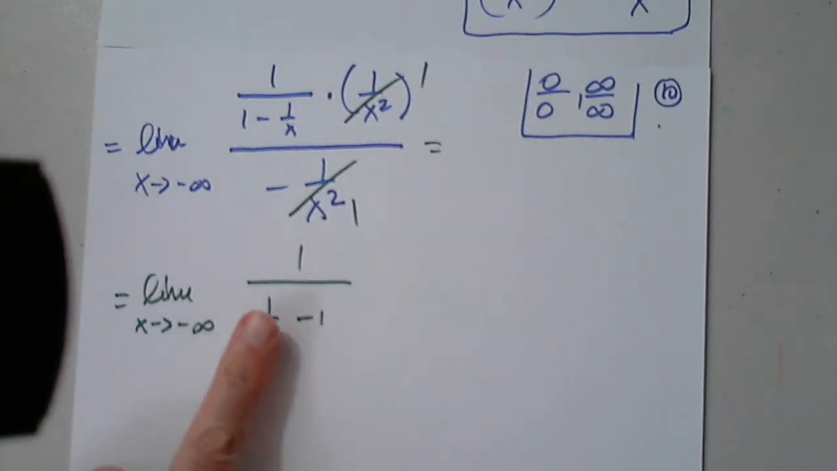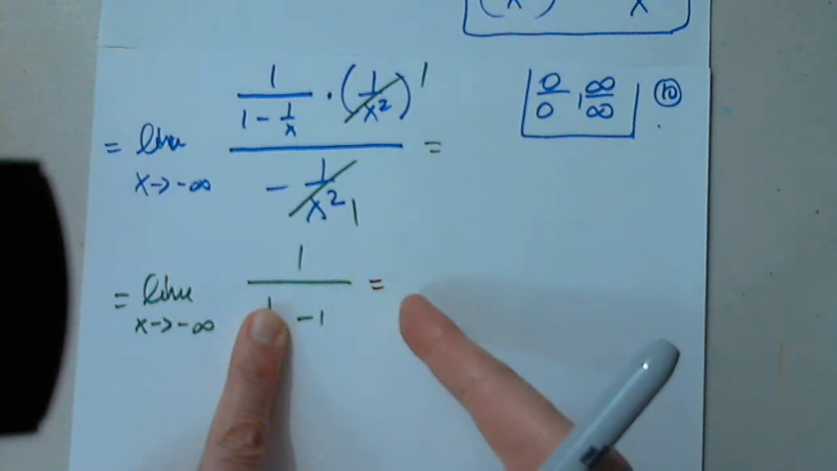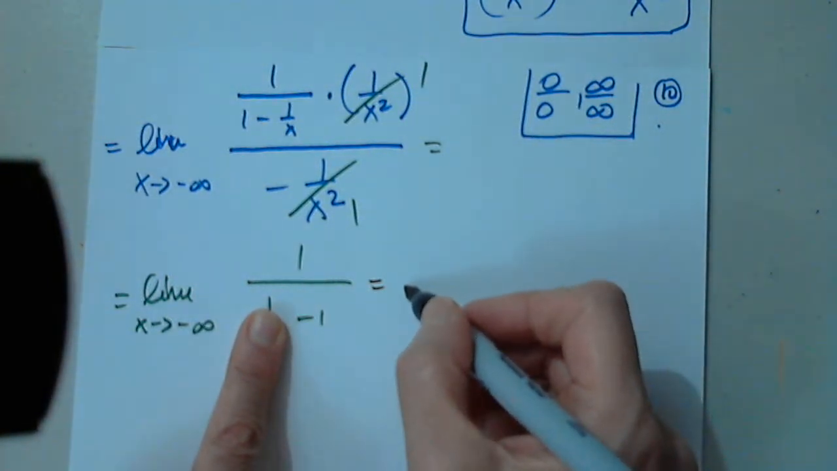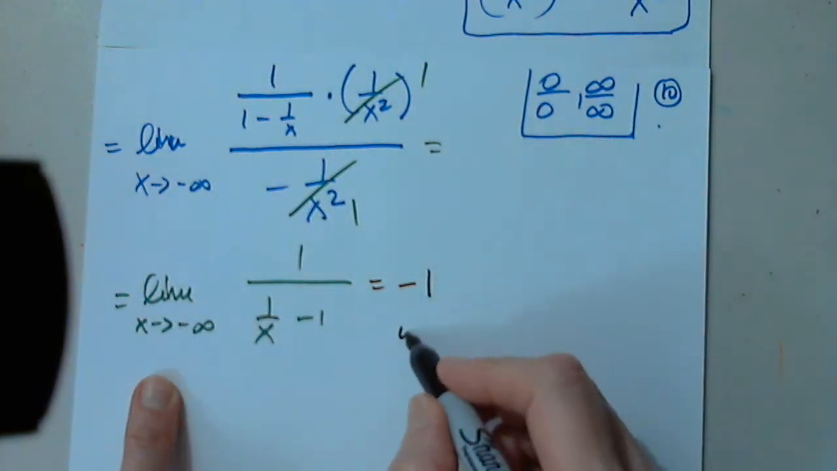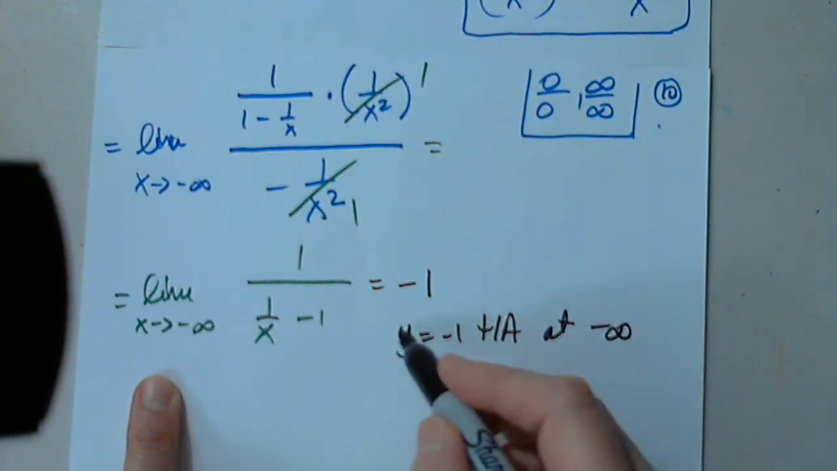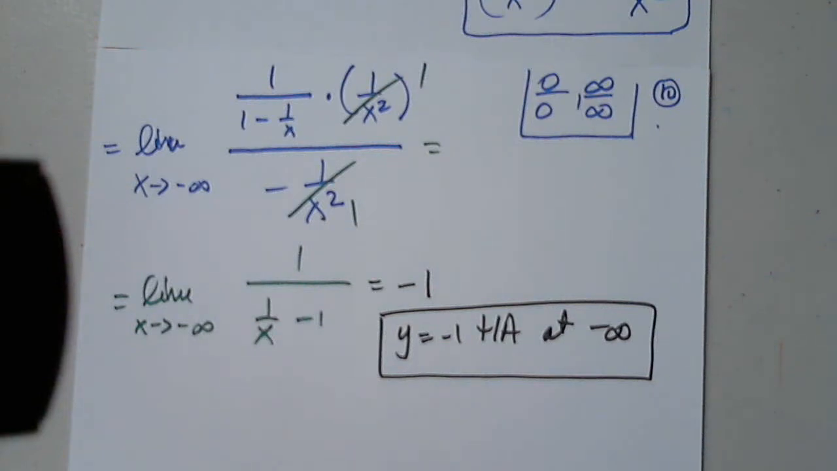Zero. Yes. So what is the limit? This is the last step. This is the only step where the limit operator disappears. Negative 1. Yes, which means y equals -1 is the horizontal asymptote at negative infinity. Very good. Well done.